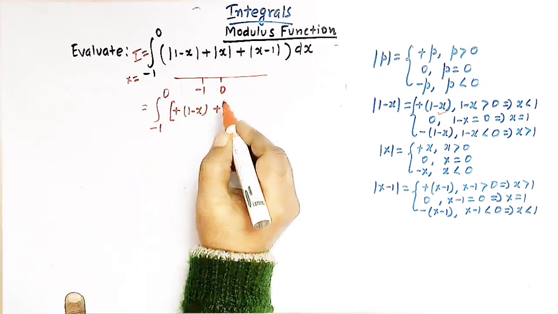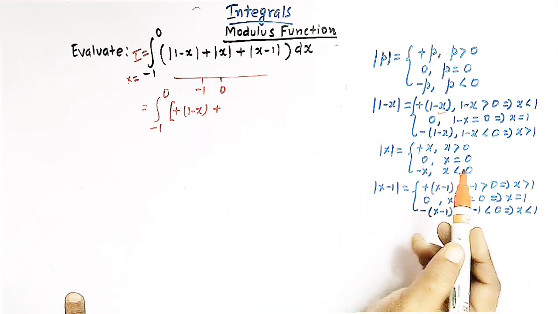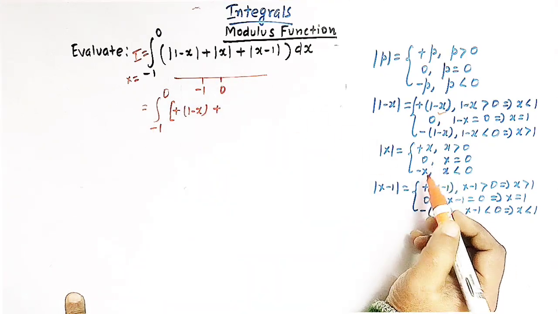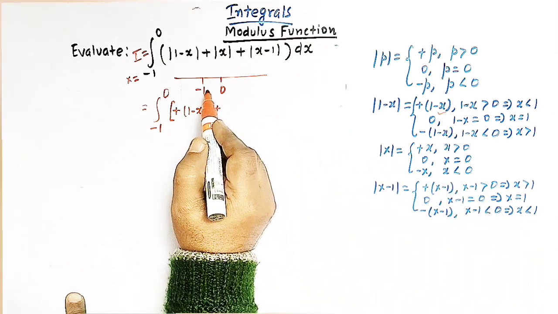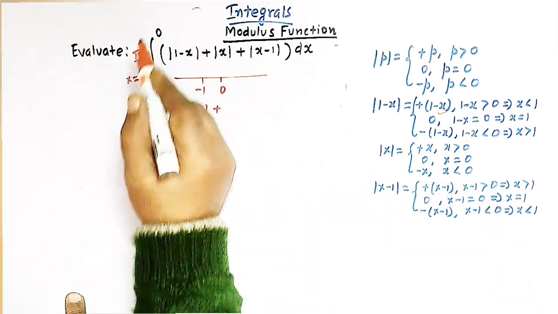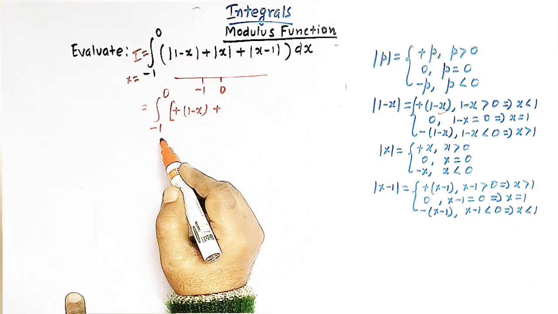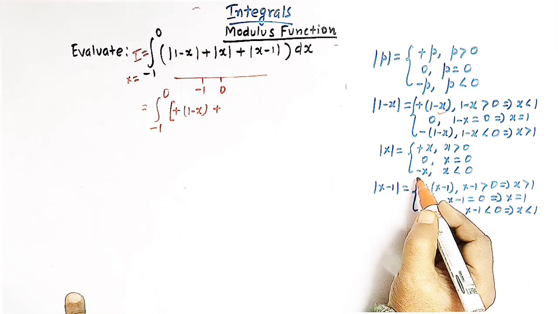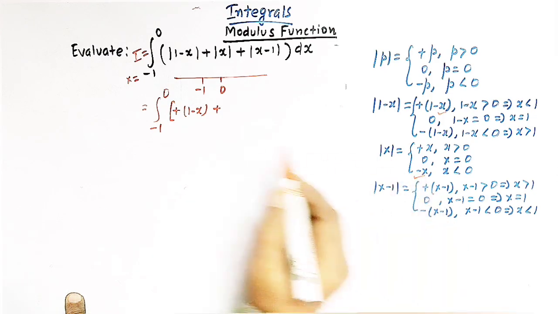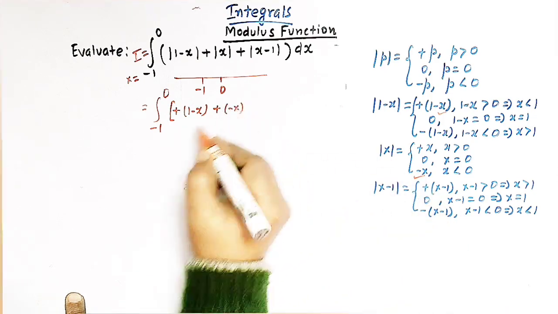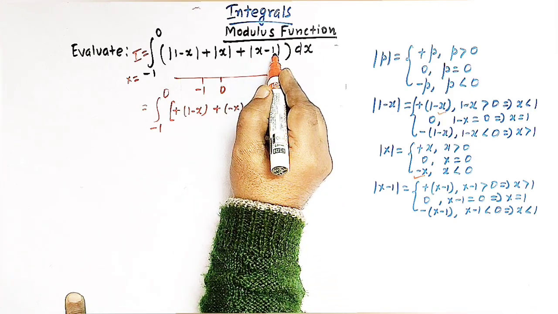Now here we have mod of x, and mod of x is equal to negative x when x is less than 0. All the x which lie in the interval minus 1 to 0 are less than 0. So here we can replace mod of x by negative x. So here we have negative x, and then we have mod of x minus 1.